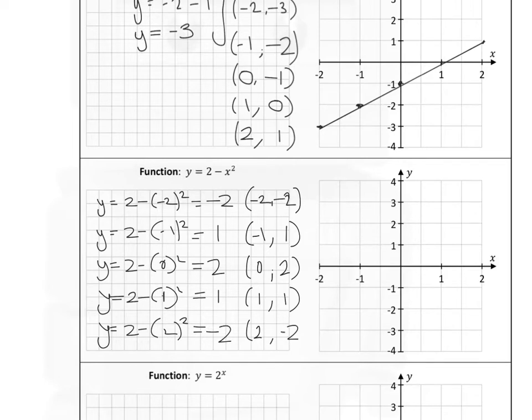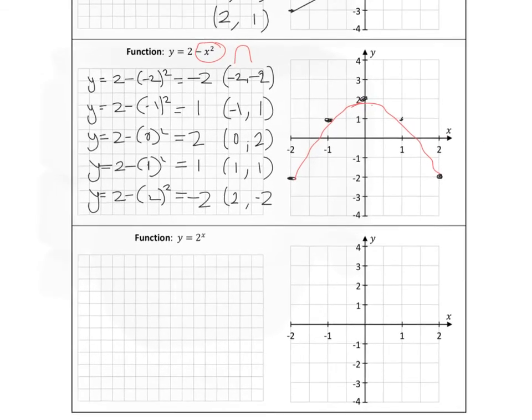Okay, so we plot our points. -2, -2 here. -1, 1. 0, 2. 1, 1. And 2, -2. Okay, we can't use a ruler because we know that it's a quadratic function, and it's a negative quadratic because of the -x squared. So you should have recognised that before you went to draw it out, that it's going to be a negative quadratic like that.